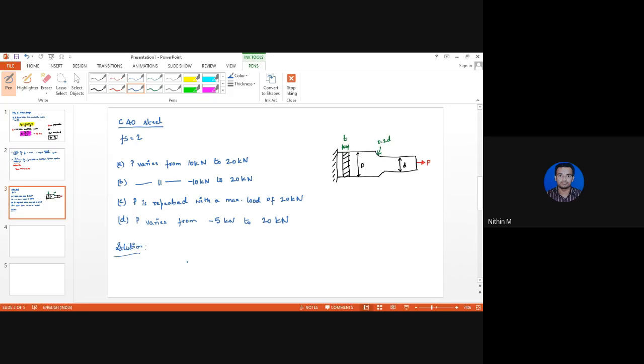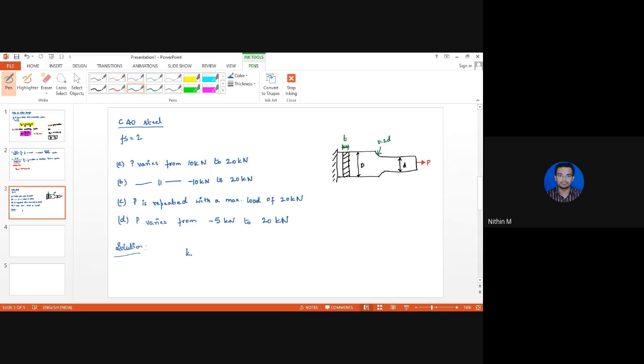Since the material is ductile and is subjected to dynamic loading, the design equation is the Soderberg equation. So what is the modified Soderberg equation?